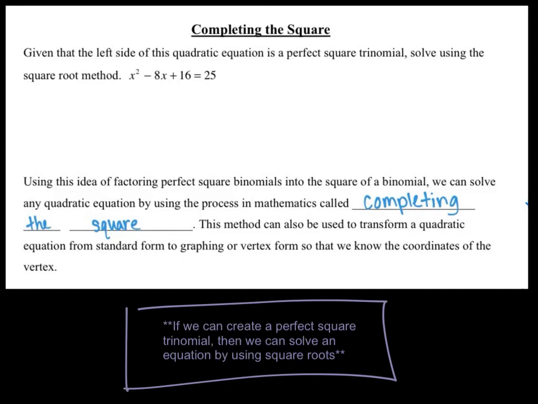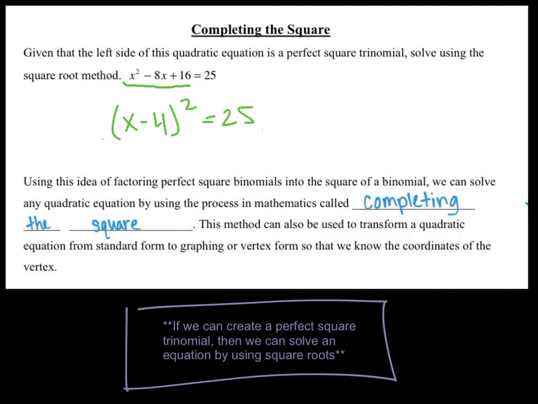So if you look at your example, it says given the left side of the quadratic equation is a perfect square trinomial, solve using the square root method. So it's telling us that this side is a perfect square trinomial, and it is. Square root of 16, square root of x squared, x and 4. How do we get to negative 8? They have to both be negative. So you can rewrite x minus 4 and x minus 4 as x minus 4 squared equals 25.